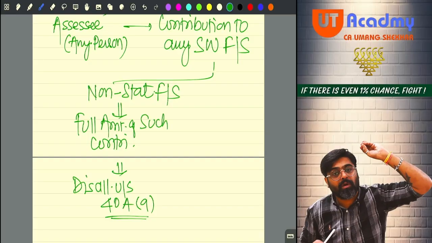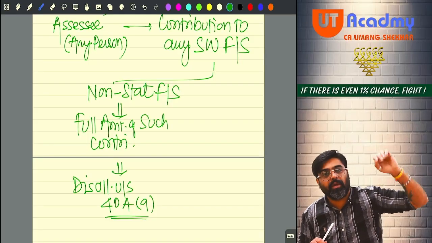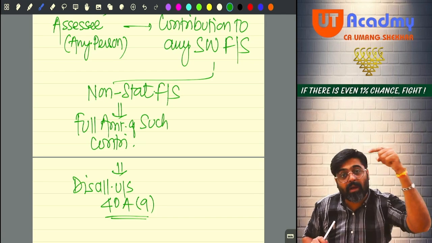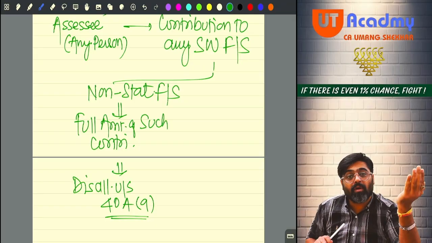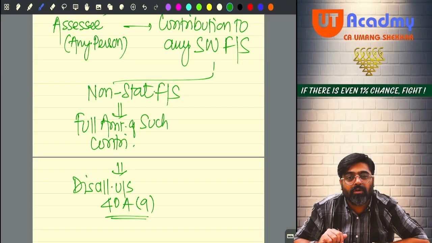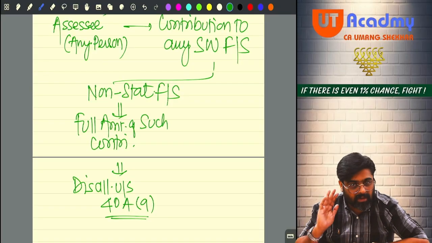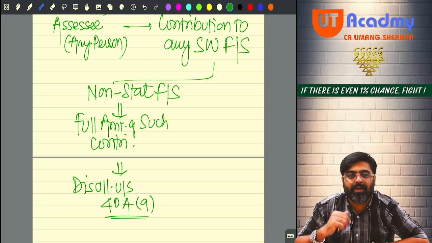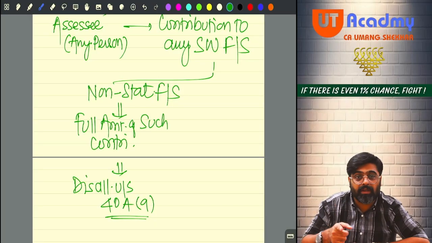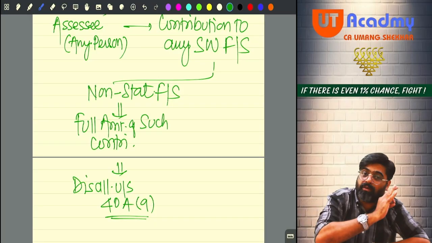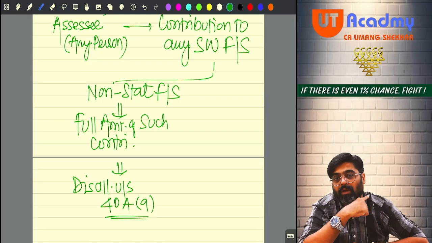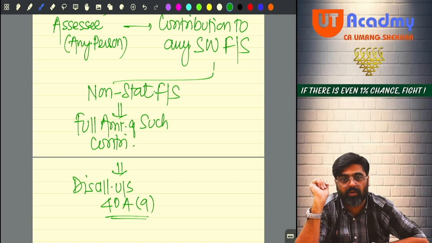So any amount of actual expenses incurred on your employee, we will allow you as a deduction, even if coming from this amount. Why? Because the amount which you are contributing right now to these non-statutory funds is not treated as your current year's business expense. This will not be allowed as a deduction. Section 40A(9) says that whatever amount is contributed to such non-statutory funds out of current year's profit will not be allowed as a deduction, will be disallowed.